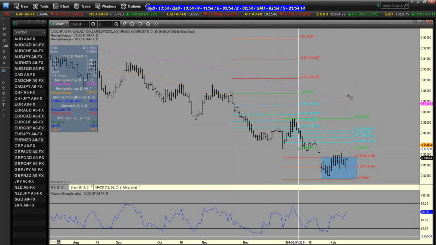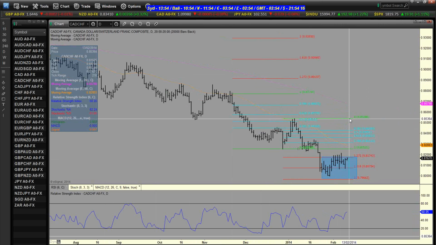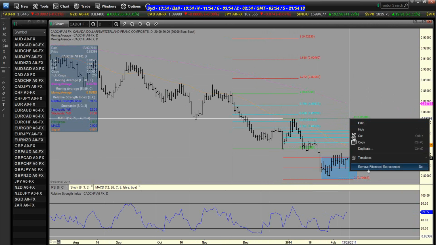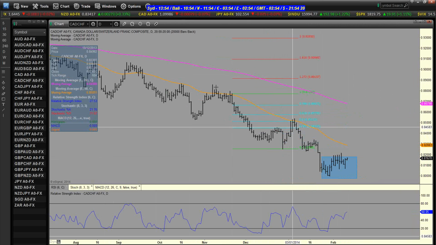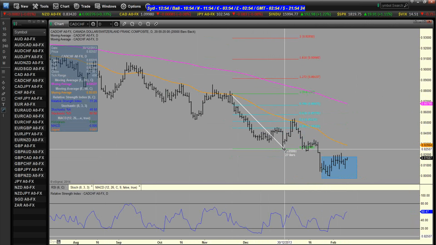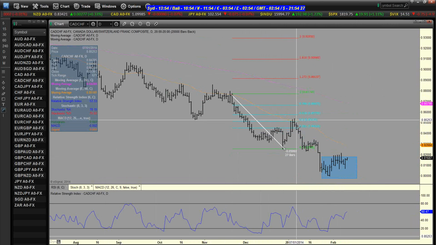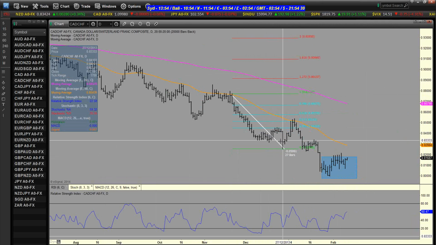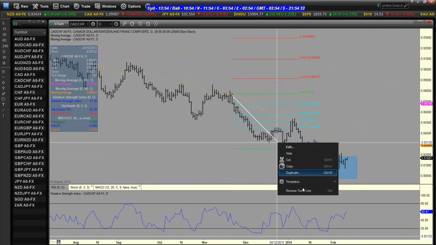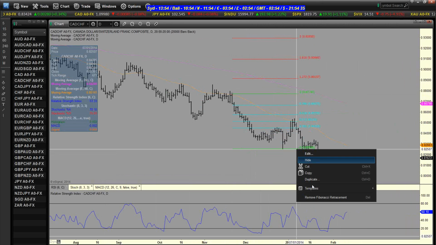So we can see there that this phase 1, which started here, finished there, phase 2, and then we get a new phase 1 off the 50. It's that simple.